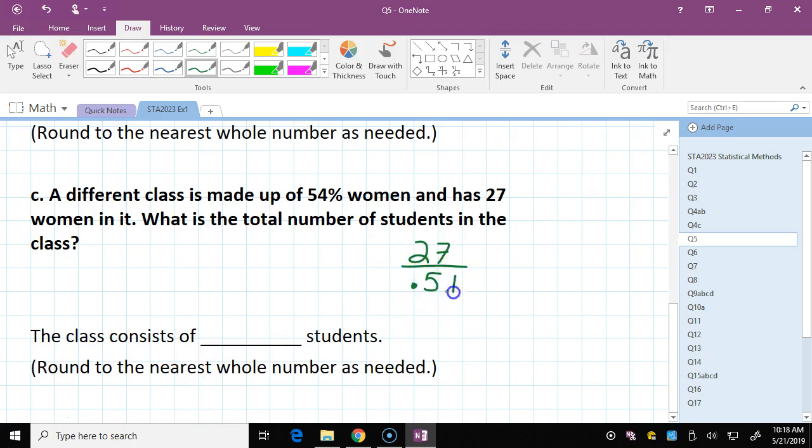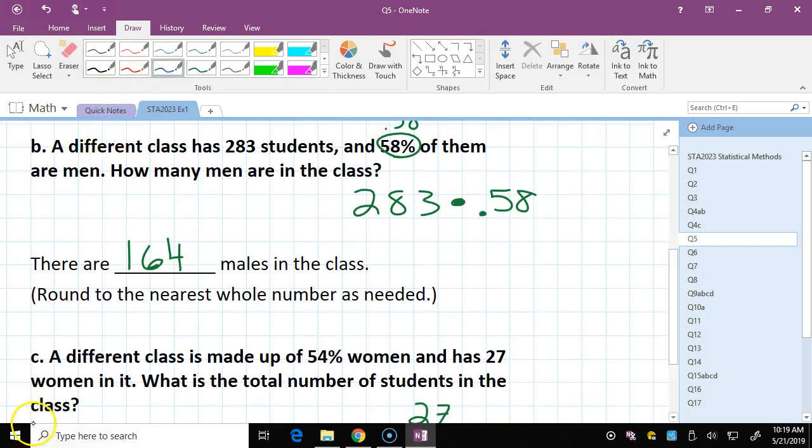Okay. And what do you get when you do that? 50. There you go. That's one way to do this. Also, on some of the other ones, just kind of talking about this, you could have set them up as proportions. Show you that real quick.